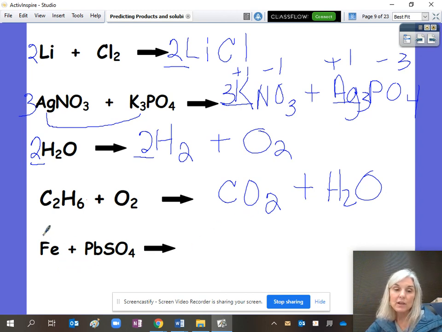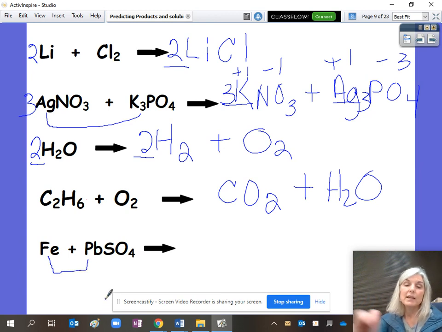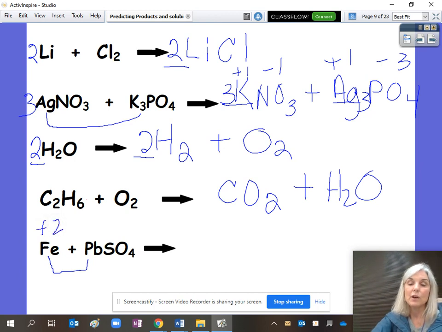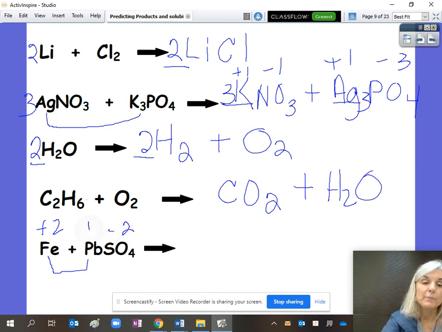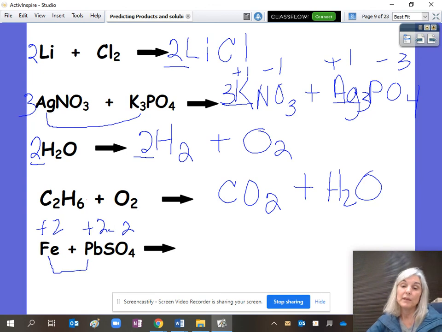And then this last one, as you can see, we have 1 element and a compound. So that means it's a single displacement. So we're going to swap the Fe with the Pb. So that means, and I would tell you that this is a +2 charge. I would let you know what this iron is because it's not combined. But for lead, because it's with the SO4, SO4 is -2, the Pb is +2 because there's only one lead and one SO4, so their charges are the same.